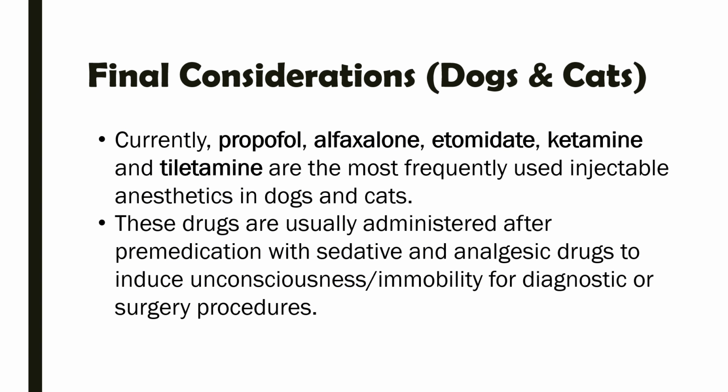Considerations in using injectable anesthetics in dogs and cats. Currently, propofol, alfaxalone, etomidate, ketamine, and tiletamine are considered the most frequently used injectables in these species, in dogs and cats. These drugs are usually administered after premedication with sedative and analgesic drugs to induce unconsciousness and immobility for diagnostic or surgical procedures. So it is important to have a good understanding of the pharmacological properties of the anesthetics, so that it will allow the anesthetist to provide safe and effective anesthesia according to the needs of each patient.